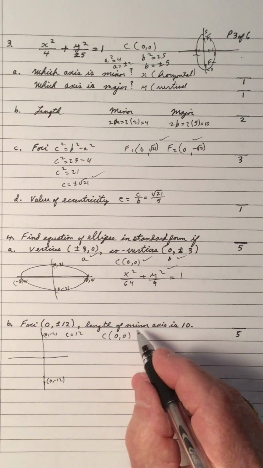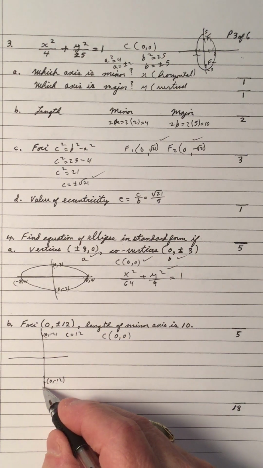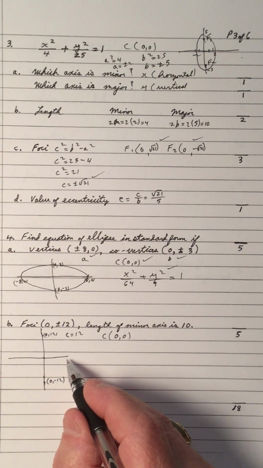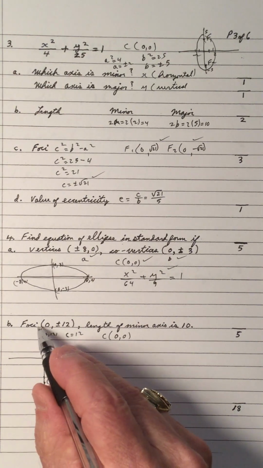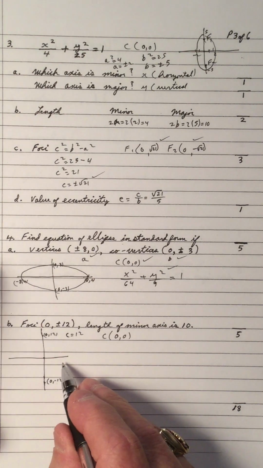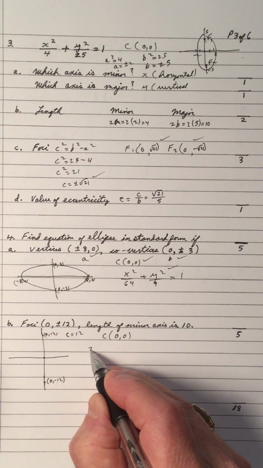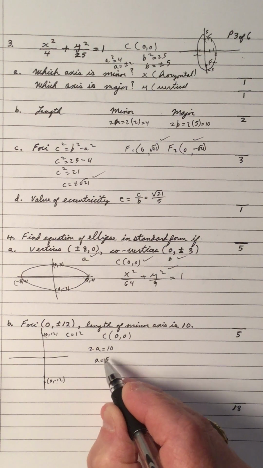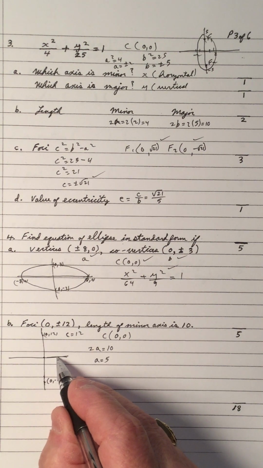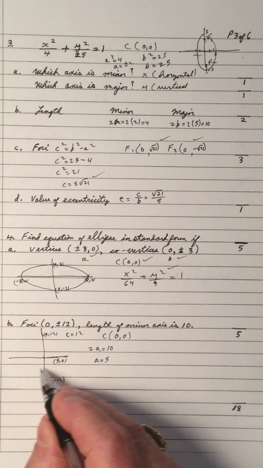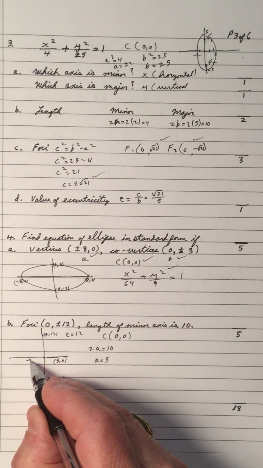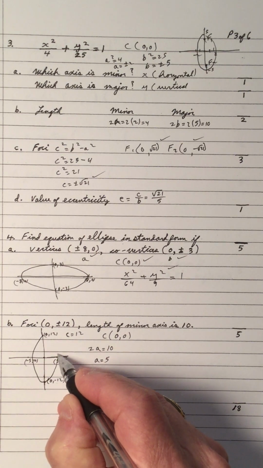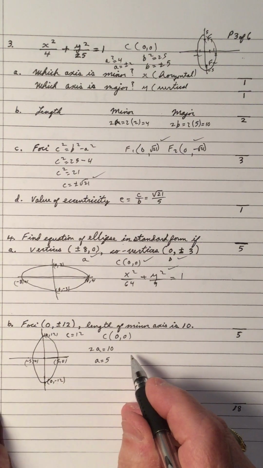And the vertical must be the major, because the foci lie on the major. The minor must be the x. So that means that 2a is equal to 10. That means a is 5. So we have a 5 here. So this is (5, 0) and we have (negative 5, 0). So the ellipse is doing this. And this is the major.